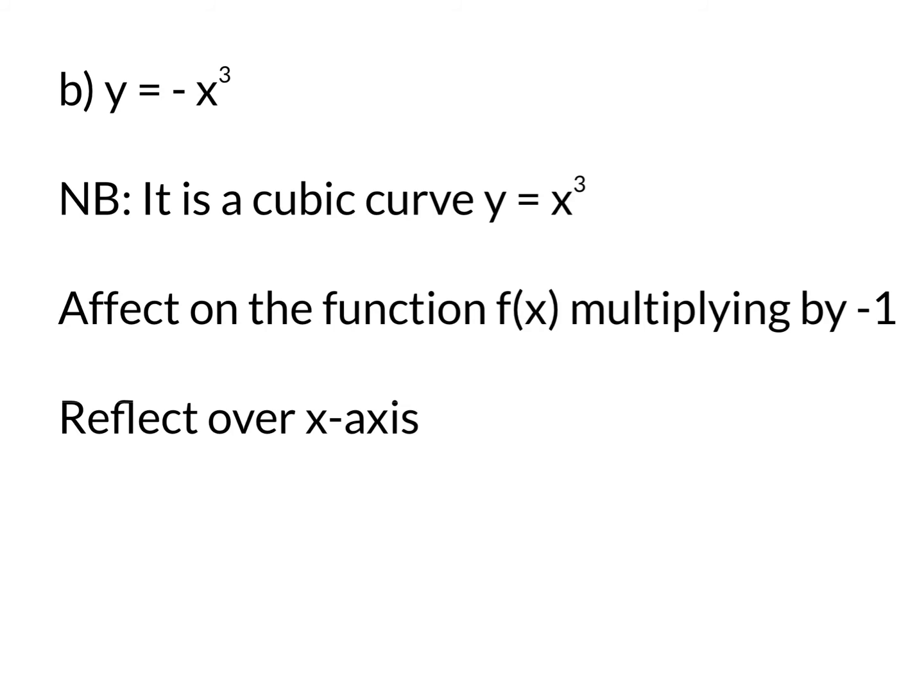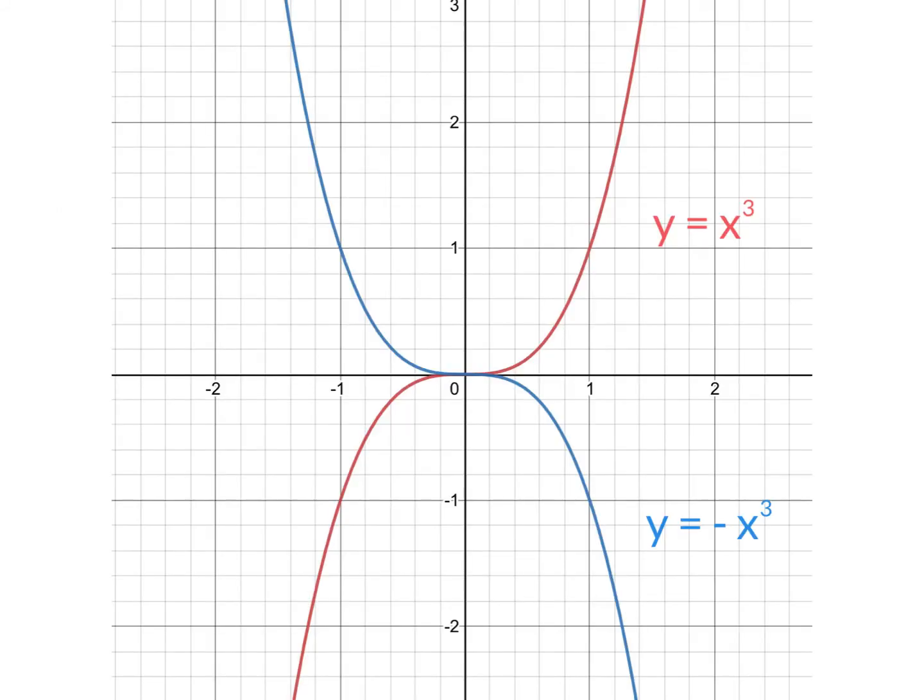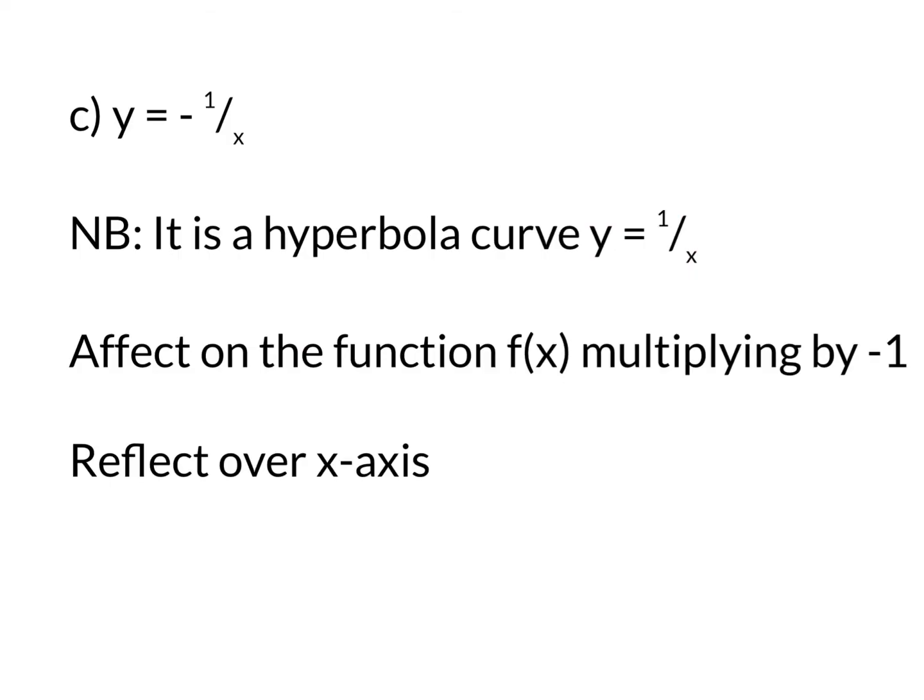Minus x cubed. So firstly, it's a cubic, x cubed, and it's multiplied by minus 1. So the original x cubed is going to be reflected over the x-axis. So the red is the original x cubed, and if we reflect that over the x-axis, we get something that looks very similar, just it's graphed in the opposite direction. So that's our minus x cubed, both still passing through the origin.